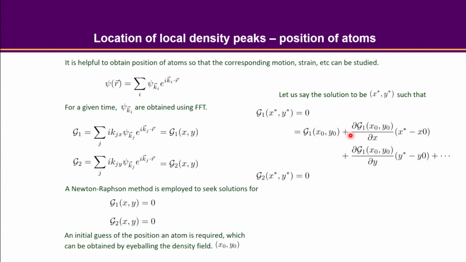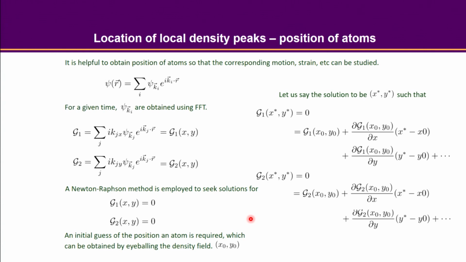And the other two terms evolve. G1, take again the derivative with respect to x and y, times the difference between x star and x0. Those two things, right? And they are higher order terms. But if x0 and y0 are really close to x star and y star, then all those things are really, really small. So it depends on how good the initial guess is.